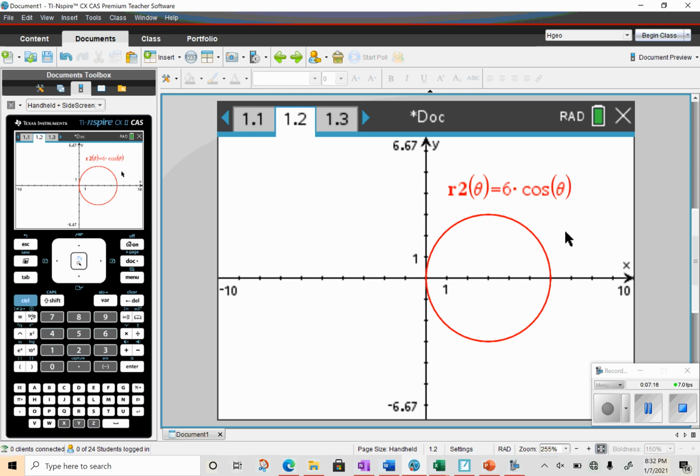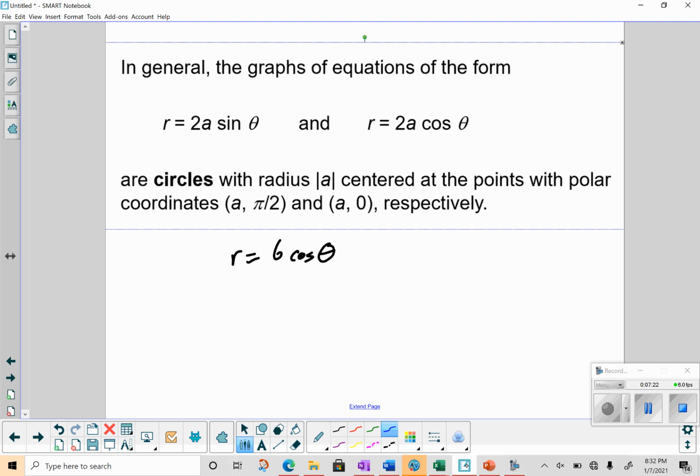Now, how about some points on that circle? Okay, what our notes are telling us here, since I typed in and I graphed the cosine, it's going to have a radius of the absolute value of a. So in this case, well, again, this says 6 cosine theta, so that would be 2 times 3 cosine theta, which means my radius is 3.